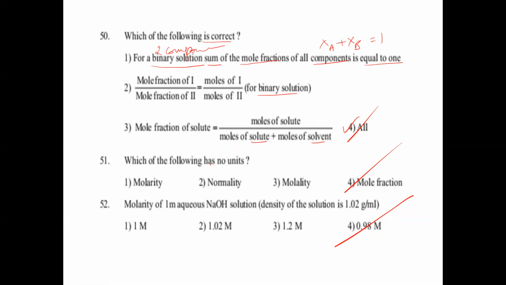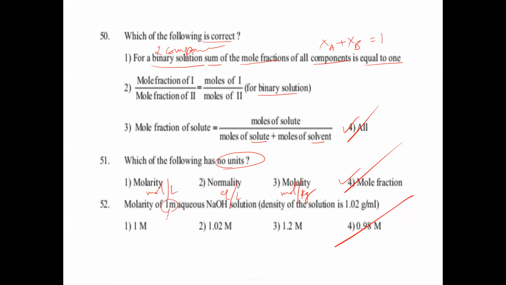Next, which one of the following has no units? Which is a dimensionless quantity? Mole fraction has no units. The units of molarity are moles per liter. Normality units are gram equivalents per liter. Molality units are moles per kg. So these three have units, but mole fraction has no unit because it is simply a ratio. Mole fraction is a fraction, and a fraction has no units.